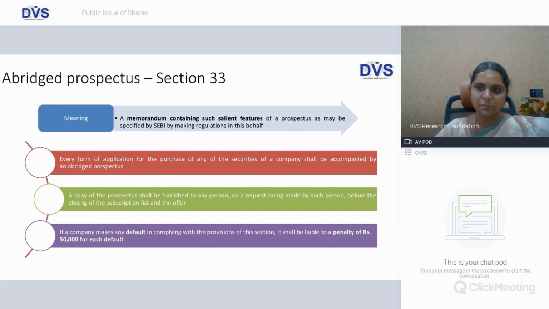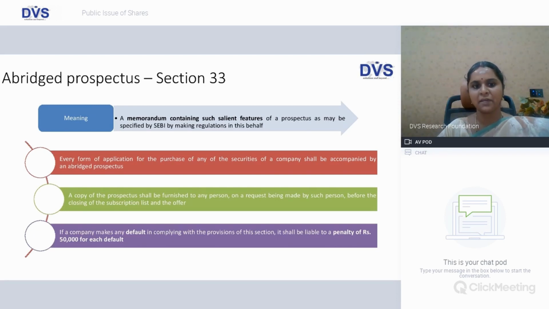What is abridged prospectus? Abridged, as the name goes, it contains the important key elements or the salient features of the prospectus. So at a glance, if you would like to go through the key terms and conditions before you make an investment, it is more user friendly for the investor. Instead of going through the prospectus in detail, he might look at the abridged prospectus before making the decision to invest or not in the company.